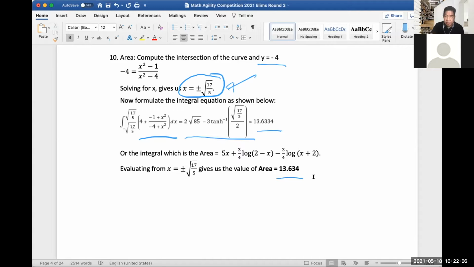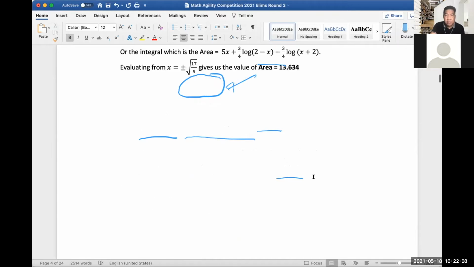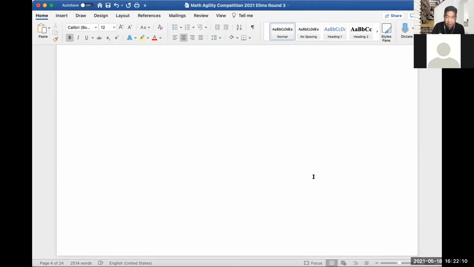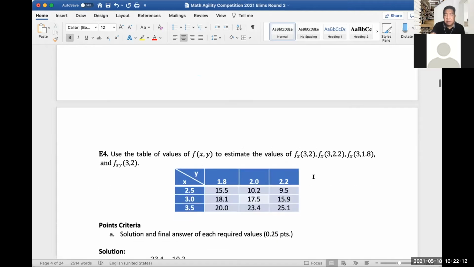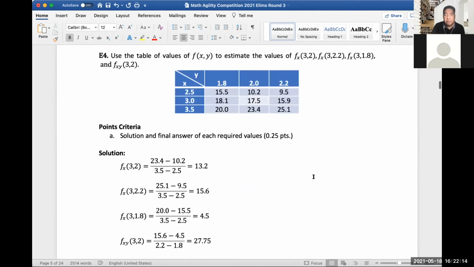Okay, so that's question number 3. So now let's go to question number 4, easy round. The question is, use the table of values of f of x and y to estimate the value of f sub x of 3 comma 2, f sub x of 3 comma 2.2, f sub x of 3 comma 1.8, and f sub x sub y of 3 comma 2.